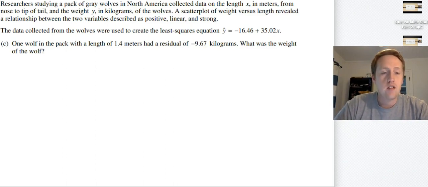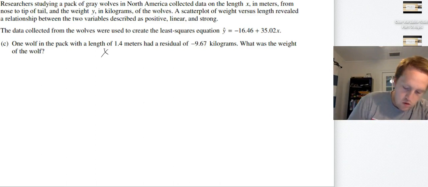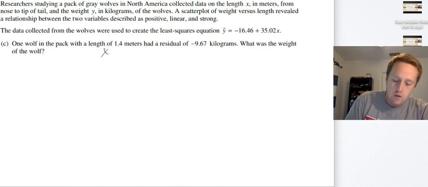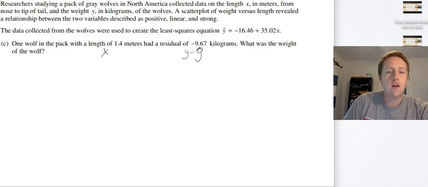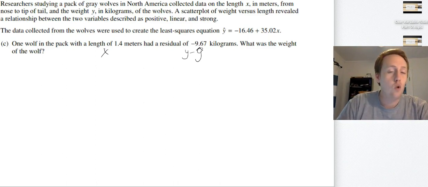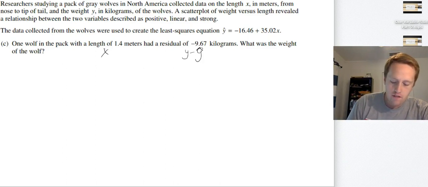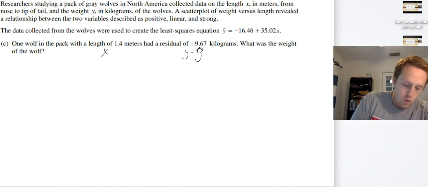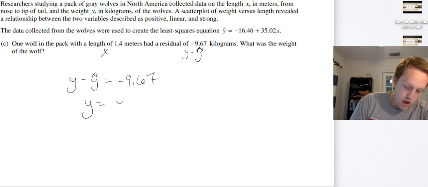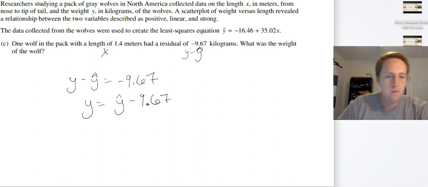One wolf in the pack with a length of 1.4 meters, so that's an x value, had a residual of negative 9.67. Remember, residuals are y minus y hat. What was the weight of the wolf? So they want to know what was the actual y value. What was the actual weight of the wolf? So I have x, and I have y minus y hat. So I know y minus y hat is equal to negative 9.67. So y should be equal to y hat minus 9.67. Just did a little algebra there to move the y hat over.